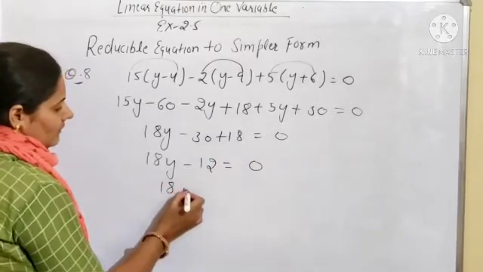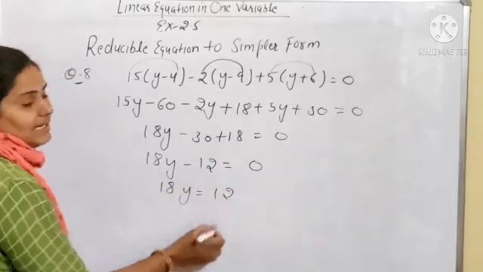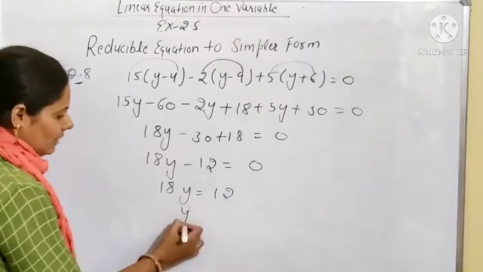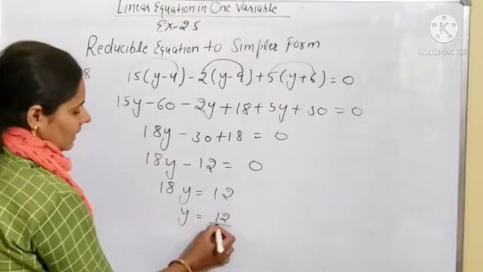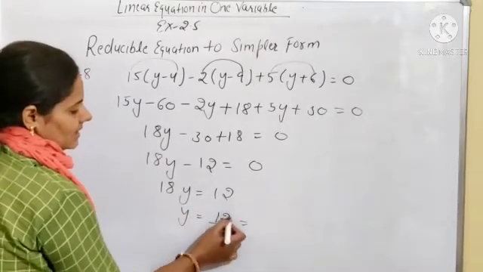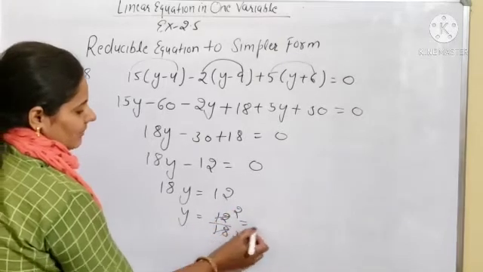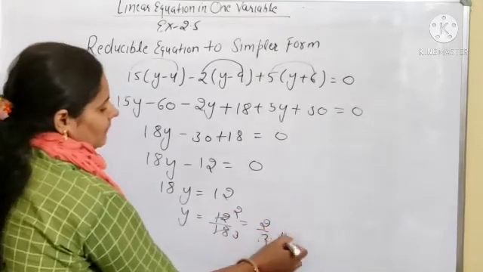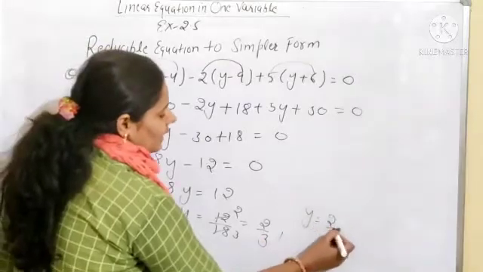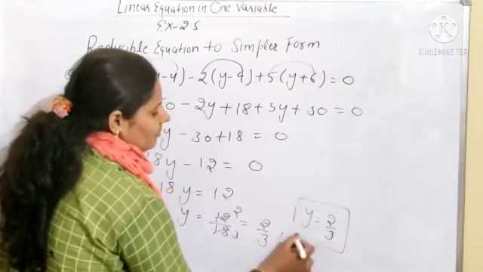So 18y will be equal to 12, you will take right hand side. Clear? Now y will be equal to 12 divided by 18. You can cancel out by 6. 6 2s are 12 and 6 3s are 18. So it will be 2 by 3. So you can say what will be the value of y. So it will be 2 by 3.